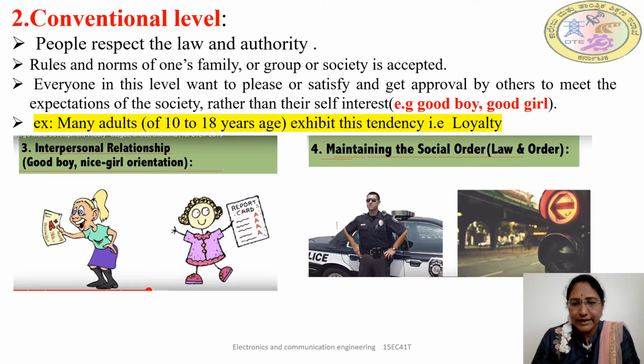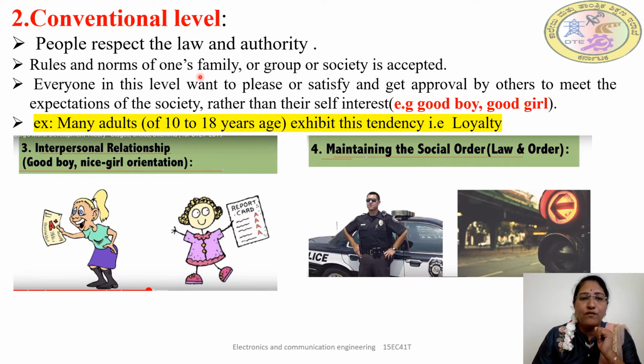The second level is the conventional level. In this conventional level, they consider people from 10 to 18 years of age. In this age, the people's thinking level is known as the conventional level. So what does it tell? People respect the law and authority. They respect the law and authority.